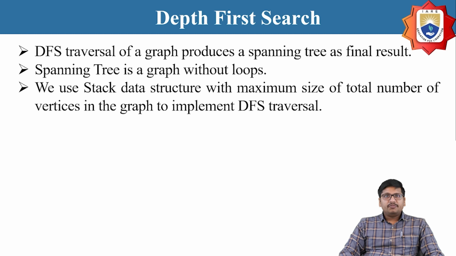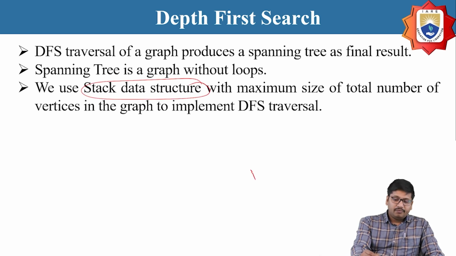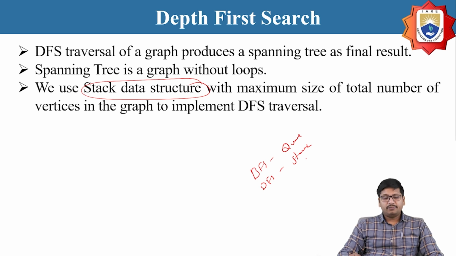The next one is depth first search. Depth first search traversal of a graph is going to produce a spanning tree as a result. For implementing this, we need a stack data structure. So for BFS we need a queue data structure, whereas for depth first search we need a stack data structure, with size equal to the maximum number of vertices in the graph. The DFS traversal of the graph produces a spanning tree as a final result.